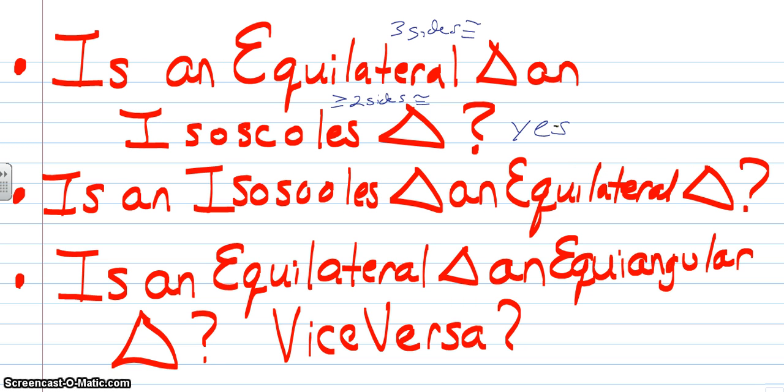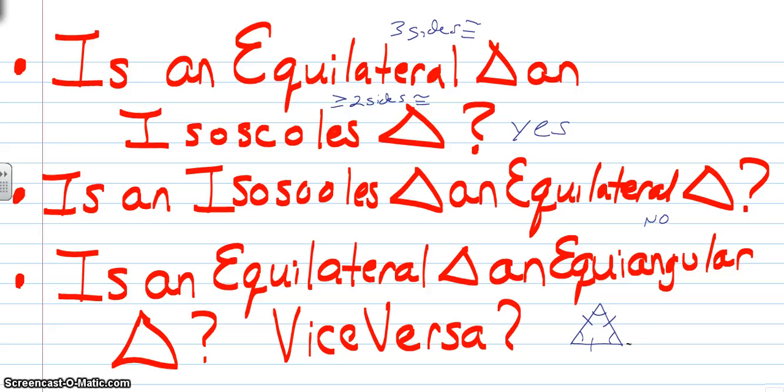However, if we turn it around, is an isosceles triangle an equilateral triangle? That's going to have to be a no, because equilateral strictly means you have to have three sides that are congruent. And isosceles is just two or more. And typically when we think of isosceles, we think of the fact that it's two sides congruent. And lastly, is an equilateral triangle an equiangular triangle? And vice versa. With triangles especially, this is going to be true. If I have a triangle that has all three sides congruent, all three of my angles will also be congruent.